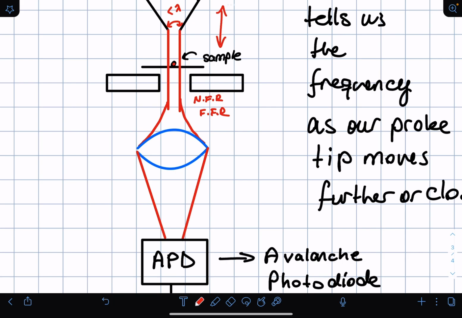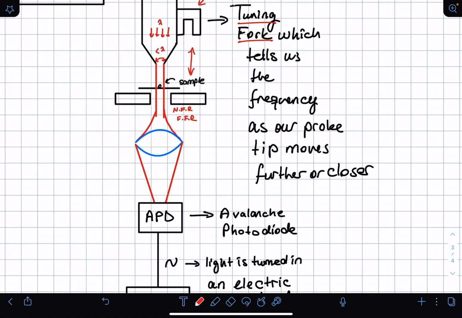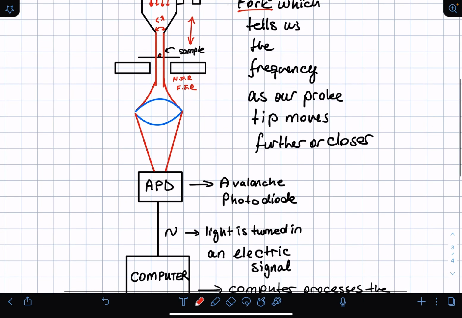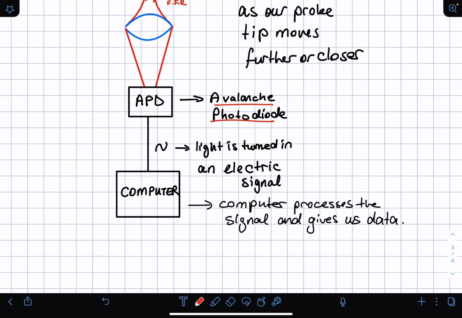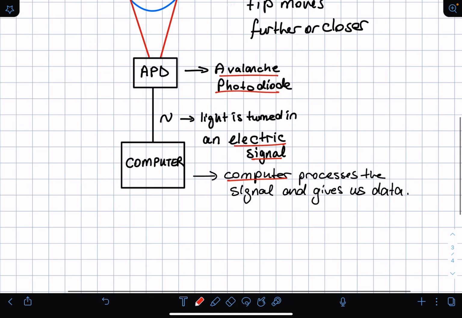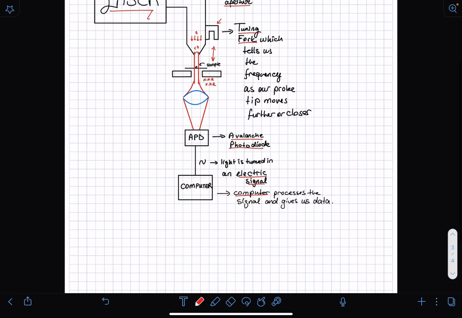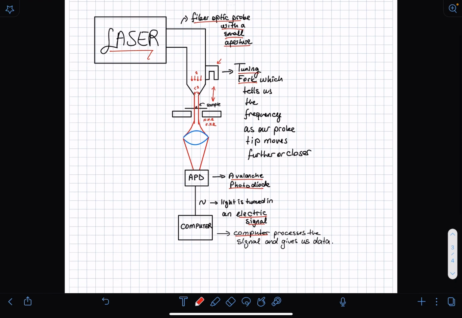As light is coming, our lens is focusing these lights to an avalanche photodiode. And this avalanche photodiode turns our light into an electric signal and sends it to our computer to process the signal and give us data. By this instrumentation, we are able to resolve the objects smaller than 200 nanometers or multiple objects which are standing in a distance closer than 200 nanometer range.